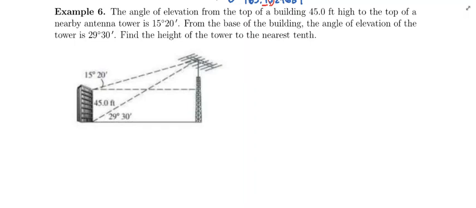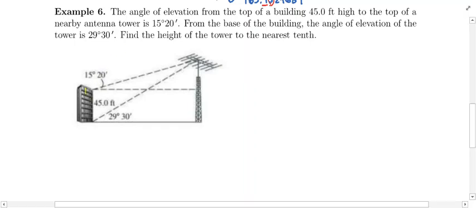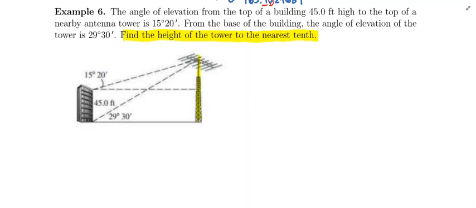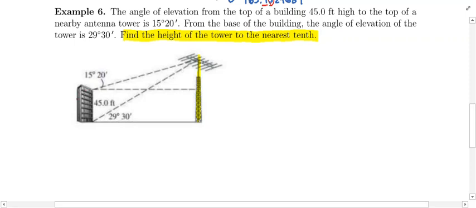Luckily, we have a picture of what is going on here. If you look at where my cursor is, this is the building, and over here, this is the antenna tower. Our goal is to find the height of this antenna tower, which is this yellow length right here. Let's look at what we do know. We know the height of this building on the left. It is 45 feet high, so this length right here in red is 45.